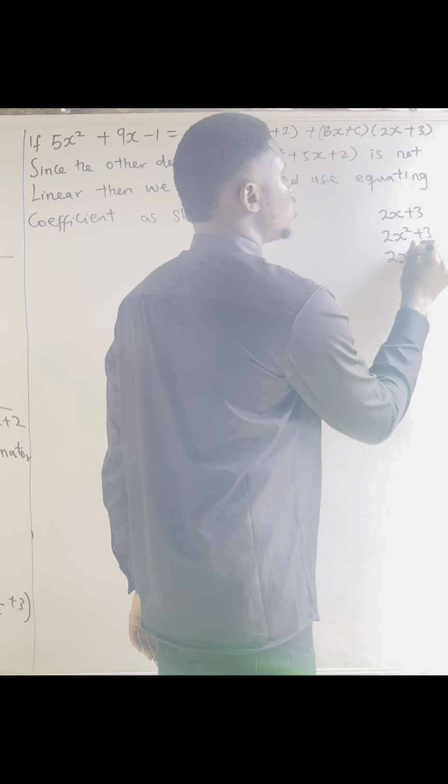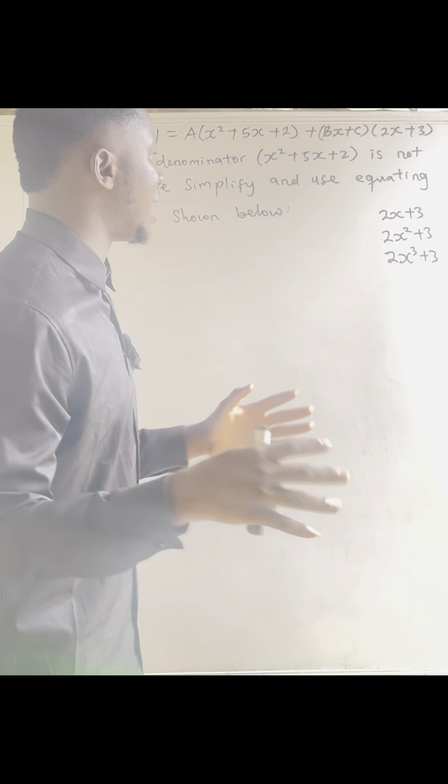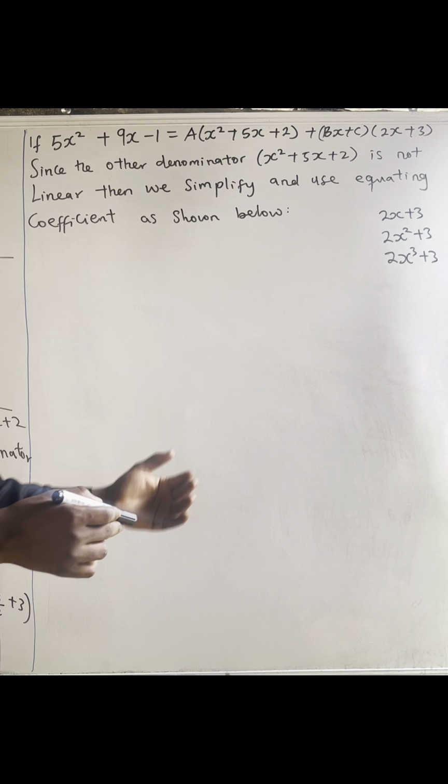So now, what are we going to do here? Since the other denominator is non-linear, I cannot easily get the value of my a. So what I'm going to do is simplify, expand. I'm going to use this coefficient to open this bracket. I will also use this to open the bracket. So once I've done that, then I'm going to proceed with my solution. So guys, let's continue with that.